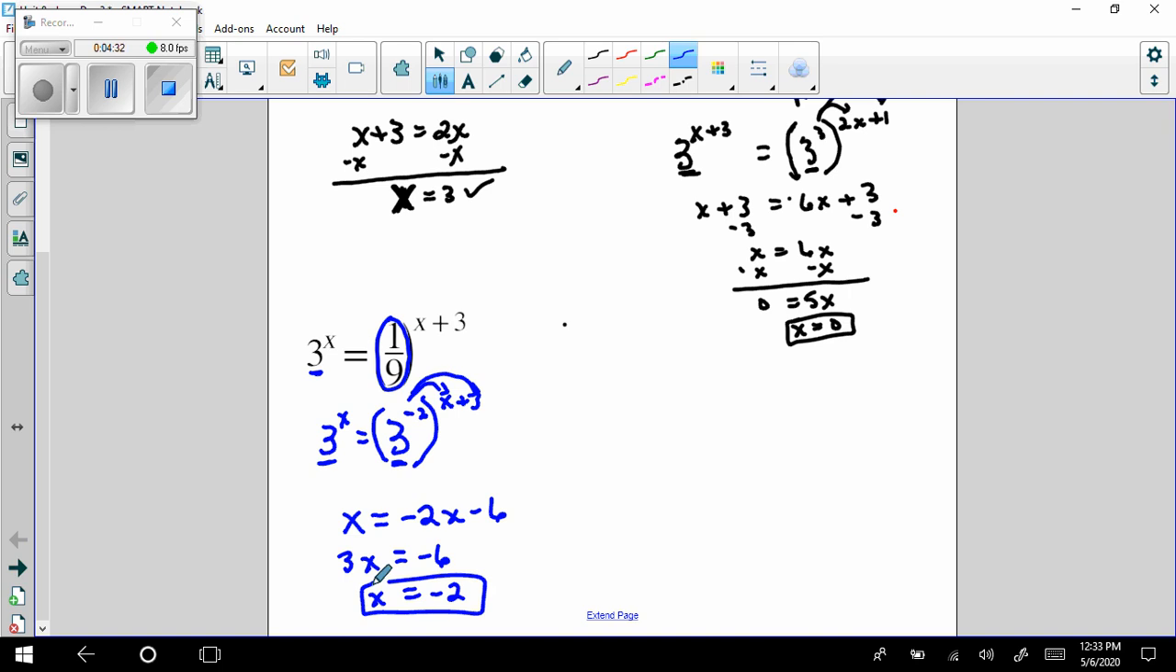So when I check that, if I put a negative 2 here, I have 3 to the negative 2 equals 1/9. If I have a negative 2 here, negative 2 plus 3 is 1. And we know 3 to the negative 2 is equal to 1/9. So my answer is good.